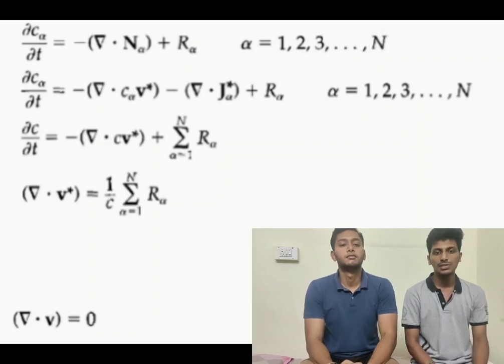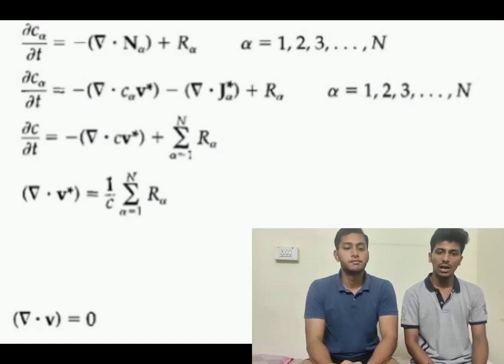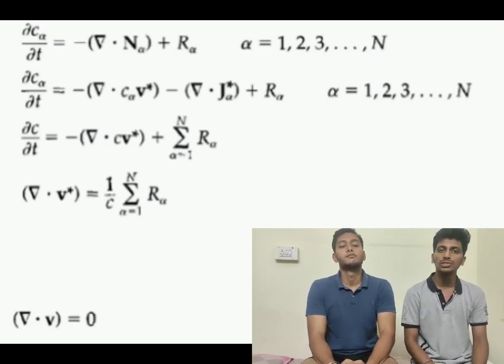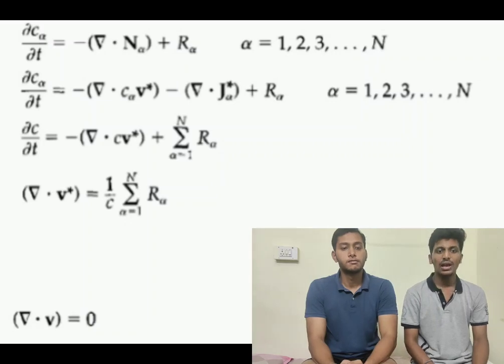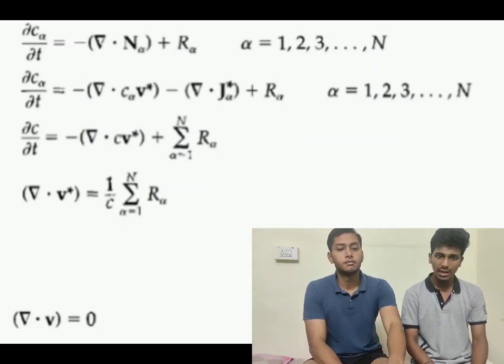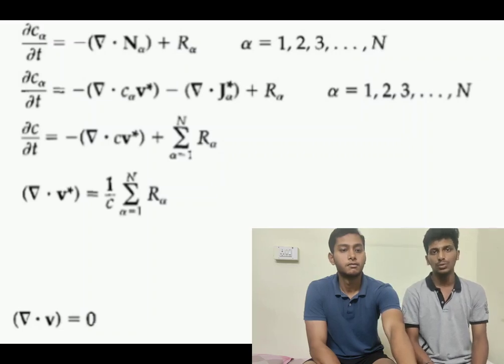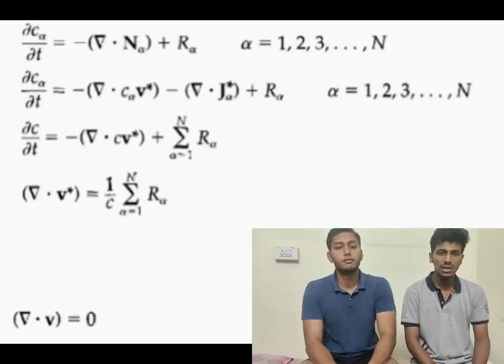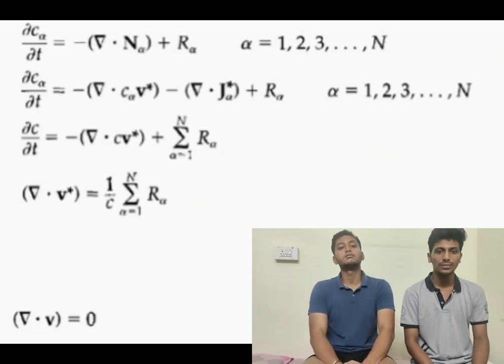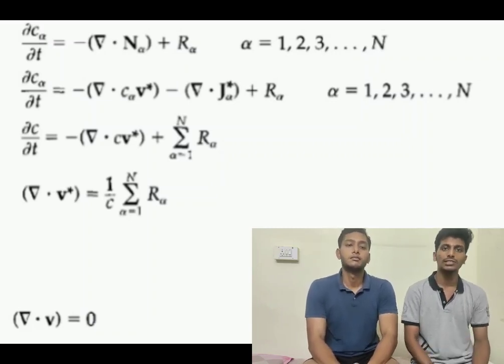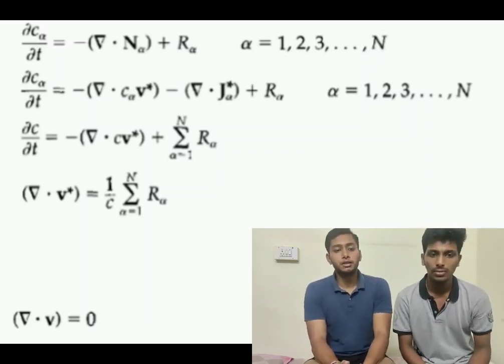Now, let's start by reading this equation. Del C alpha by del t is equal to minus del dot C alpha V star minus del dot J alpha star plus R alpha, for alpha equal to 1, 2, 3 up to n, where C alpha is the molar concentration of species alpha, V star is the molar average velocity, J alpha star is the diffusive molar flux relative to V star, the average velocity, and R alpha is the rate of generation or consumption due to chemical reaction.